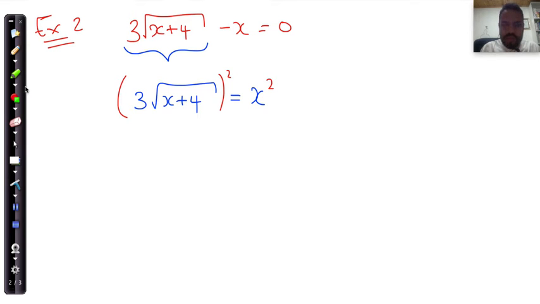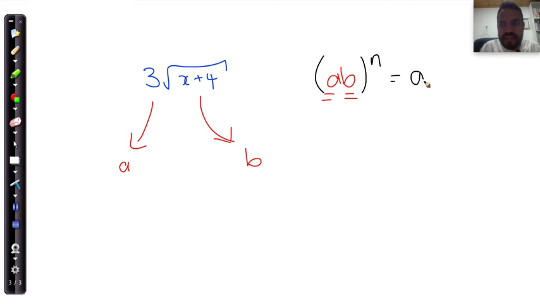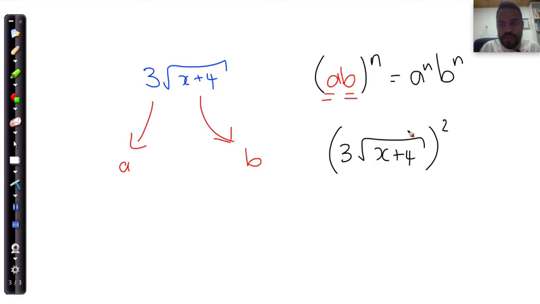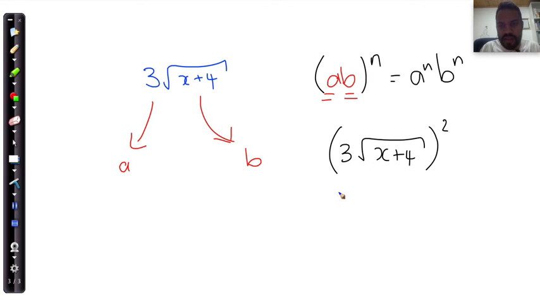I just want to go to the next page and show you something quickly. There's a law that says if I have a times b raised to the power of n, that's going to be a to the power of n multiplied by b to the power of n. So if I look at this specific thing over here, it's going to be 3 multiplied by root x plus 4 raised to the power of 2. That means I'm going to take each of my factors. The first one's going to be 3. I'm going to raise that to the power of 2. Then I'm going to take root of x plus 4 and raise that to the power of 2.